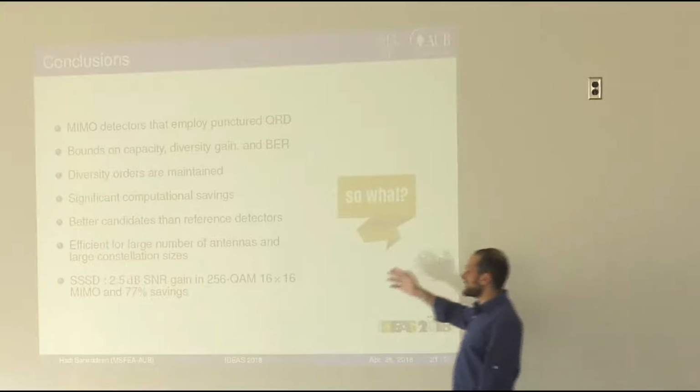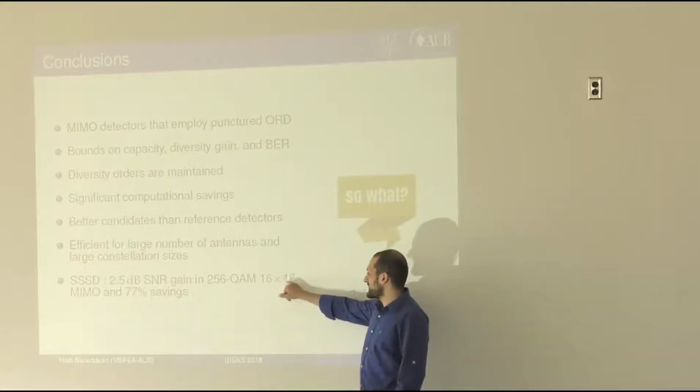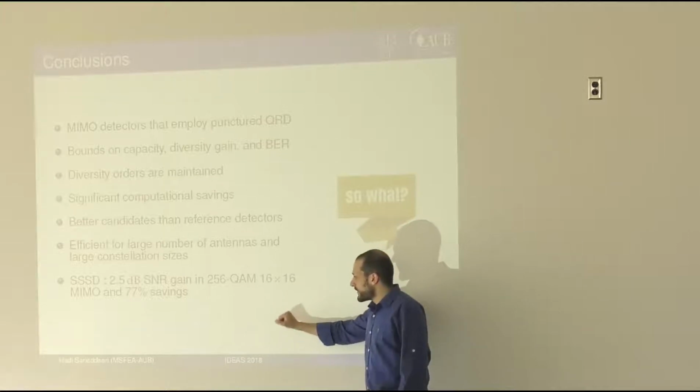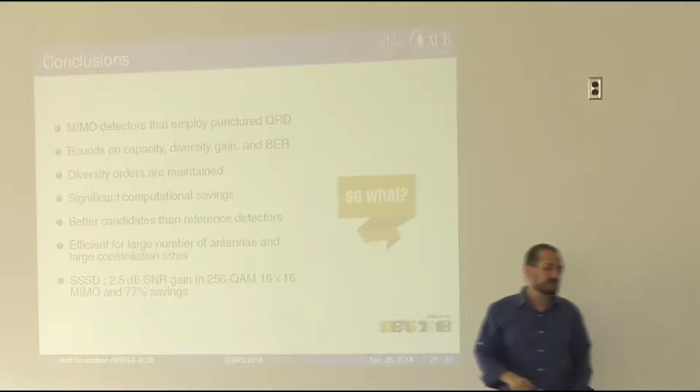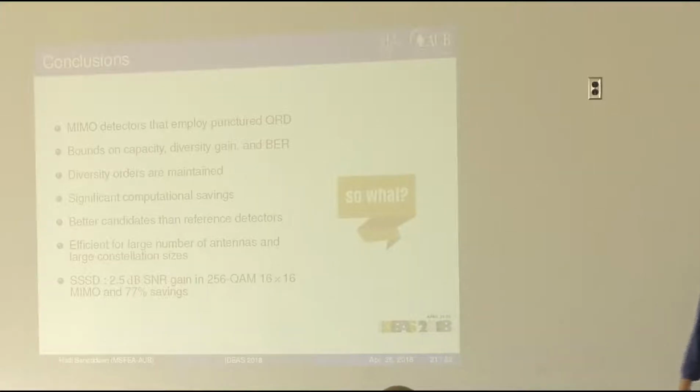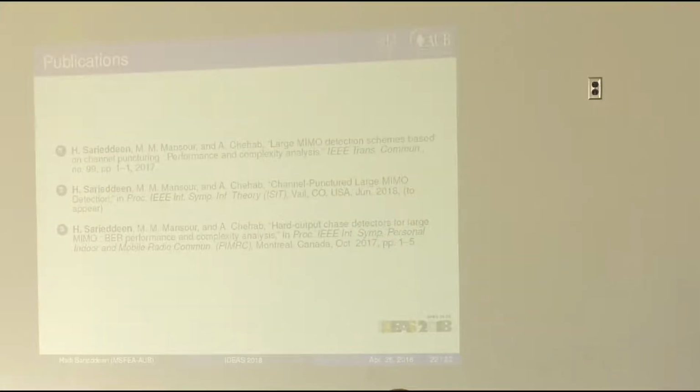As a typical example, in the context of 16 by 16 MIMO, 256 QAM, we achieve 2.5 dB gains while at the same time reducing complexity by 7%. So this concludes my work.